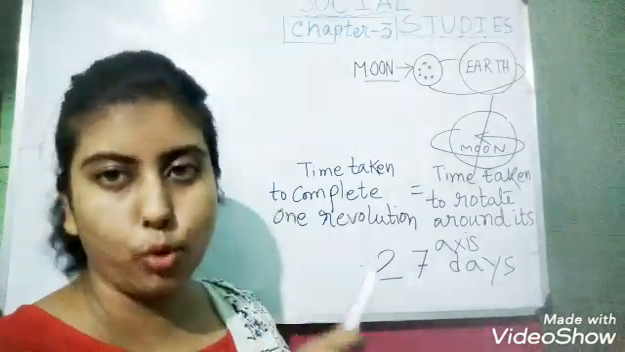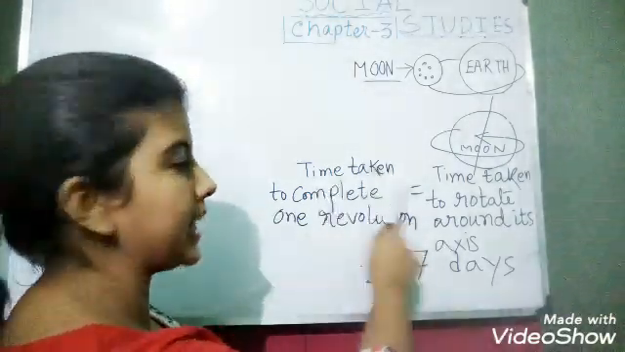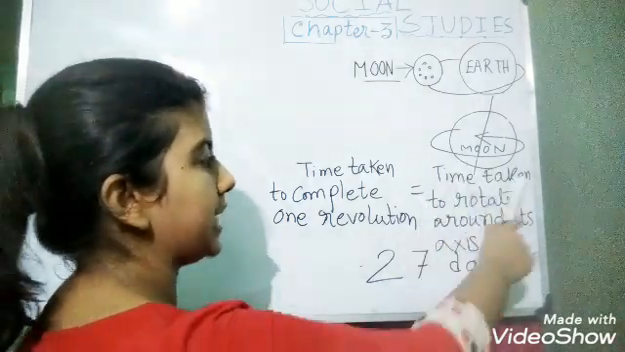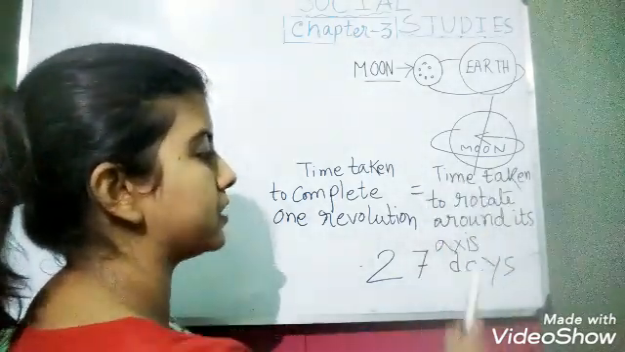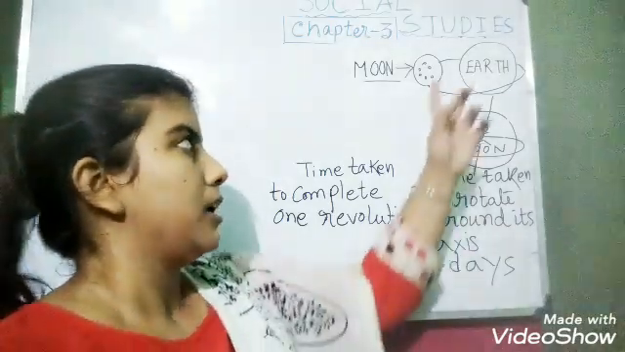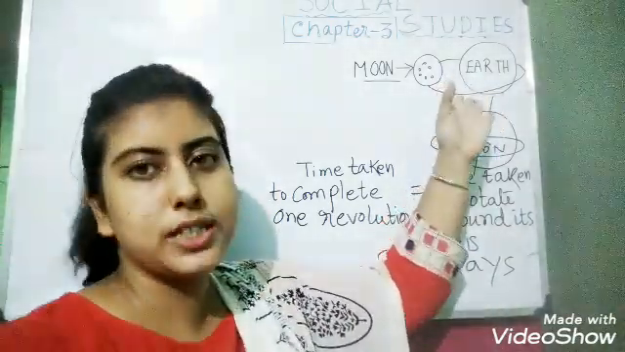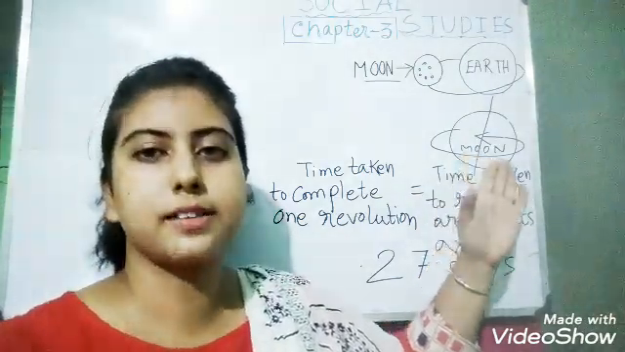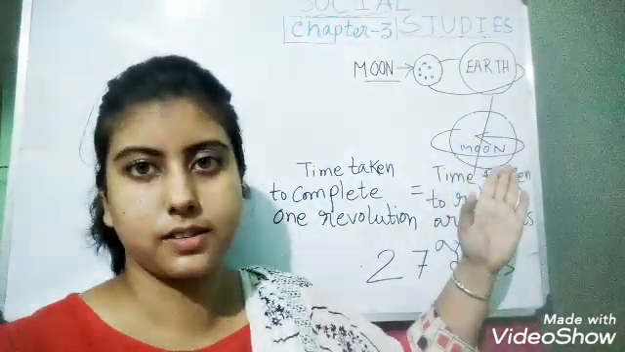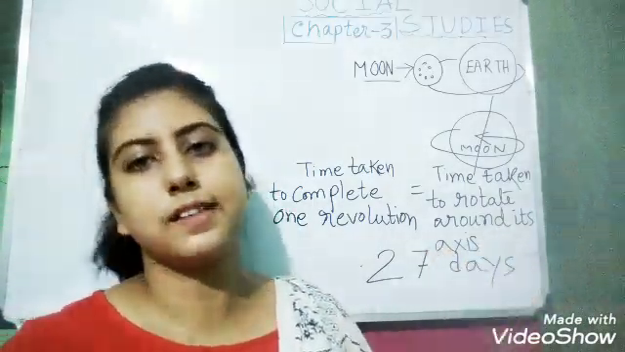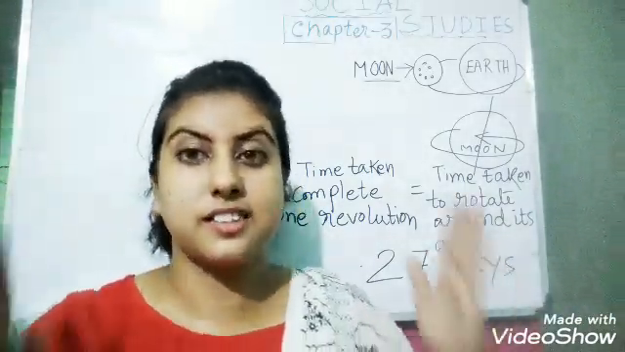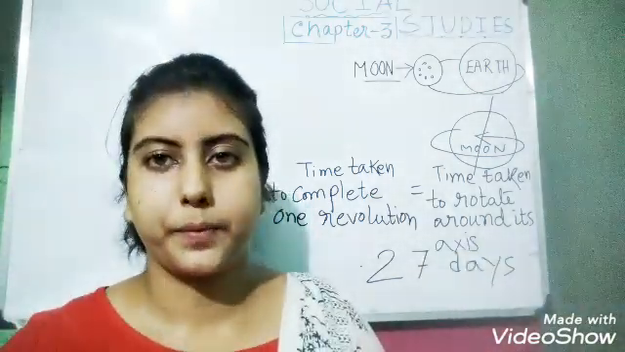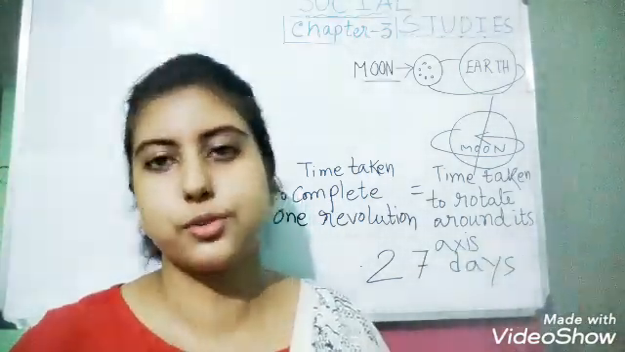Look at the board. The time taken to complete one revolution is equal to the time taken to rotate around its axis. In the revolution, the moon takes 27 days. In the rotation, the moon takes again 27 days. So, as a result, we can see the same side of the moon from our earth. I hope you have understood.